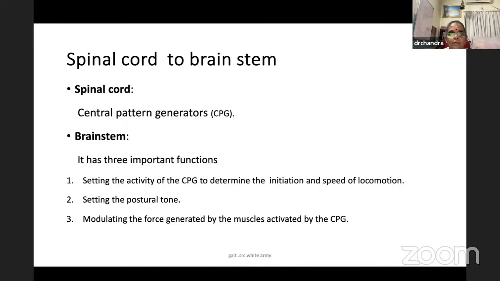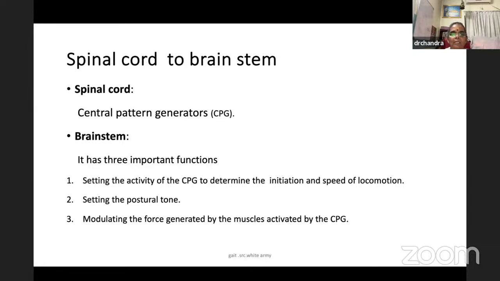And in the spinal cord, we said there are locomotor centers in the midbrain and in the spinal cord. They only coordinate which should be agonist, synergist, and fixator, antagonist. That kind of thing is done by the central pattern generators or the locomotor centers. And the central pattern generators are there in the spinal cord as well as in the midbrain. And it has three important functions.